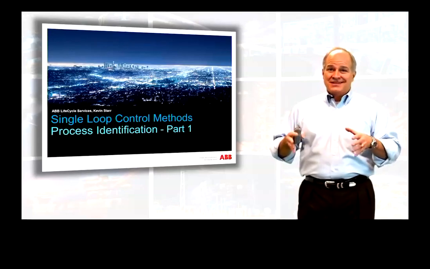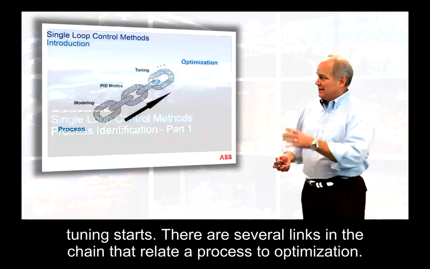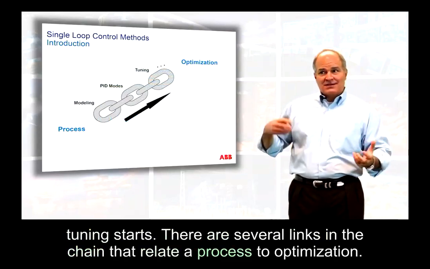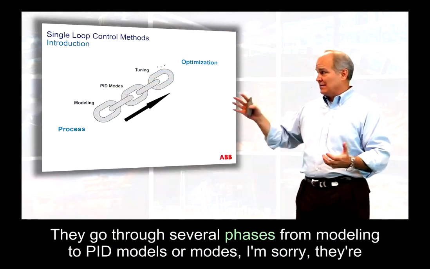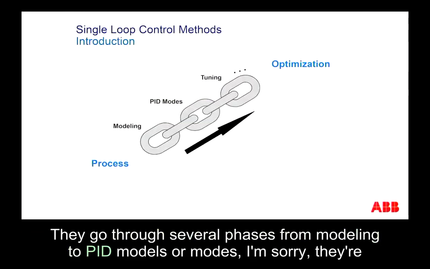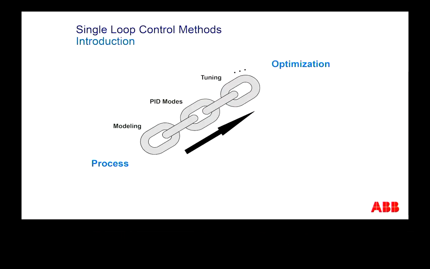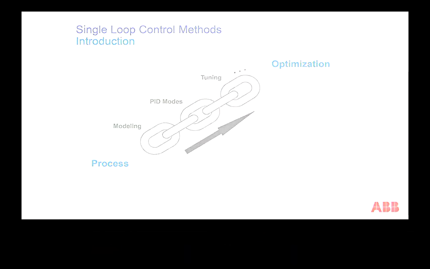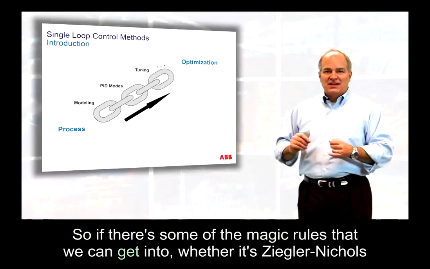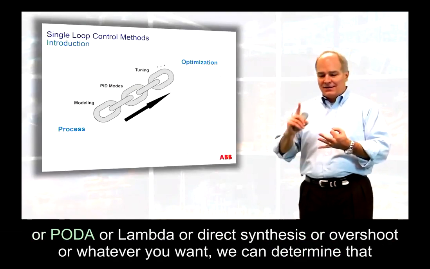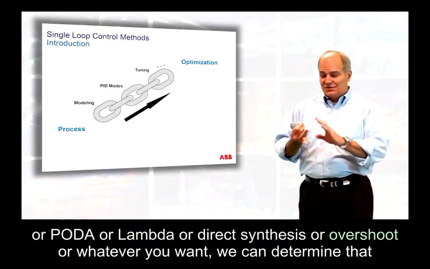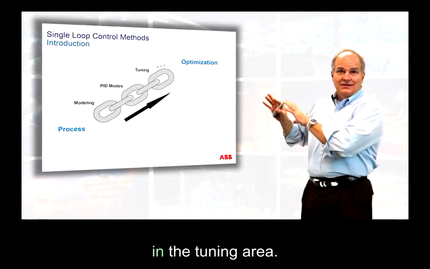We're ready to go because this is where tuning starts. There are several links in the chain that relate a process to optimization. They go through several phases, from modeling to PID modes. There's standard, parallel, and classical as the three very general classifications. We're going to talk about that in a later chapter. And then we get into tuning. That's what everybody wants to get to. So tell me the magic rules, and we can get into whether it's Ziegler-Nichols or Lambda or direct synthesis or overshoot or whatever you want. We can determine that in the tuning area.